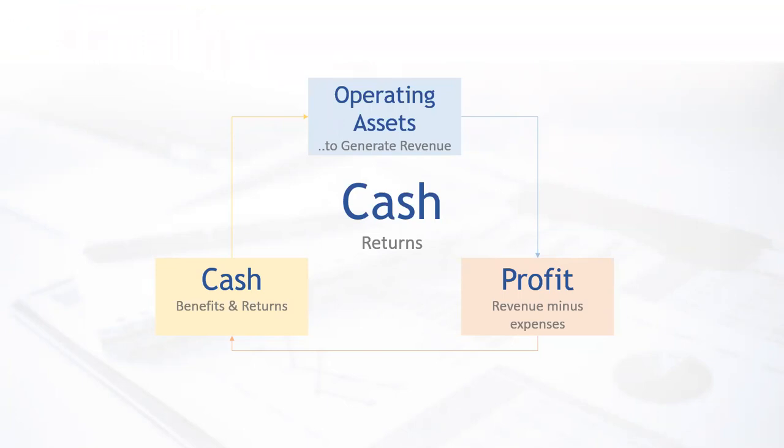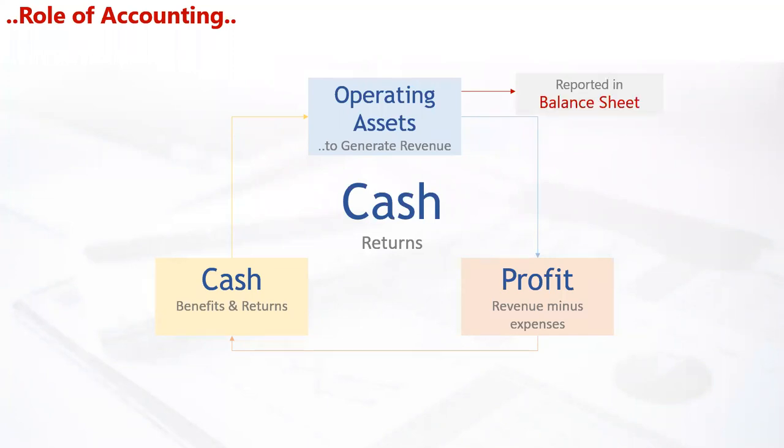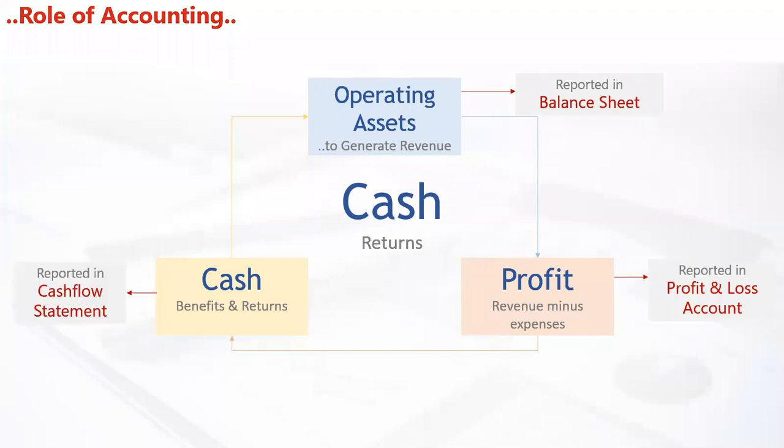Now let's take a look at the role of accountants, because it's very important. What we are doing is forecasting our three financial statements, right? And from there, we pick all the other data needed in analyzing the project. So operating assets are the part of accountants; they will help us report that in the balance sheet. Profit, you always see that in your profit or loss account, and your cash will be in your cash flow statement.